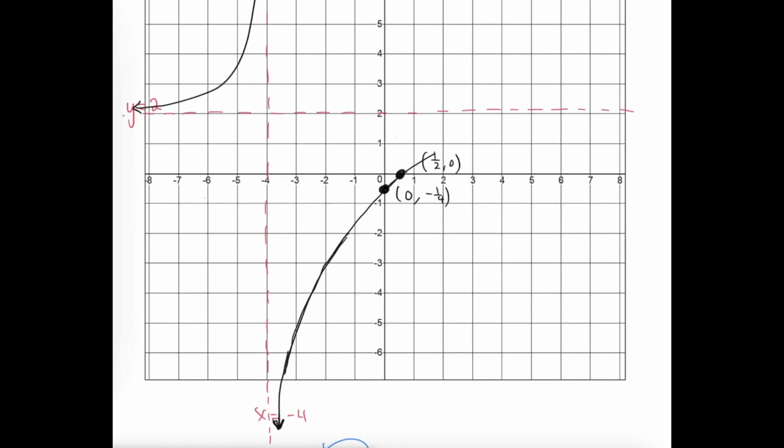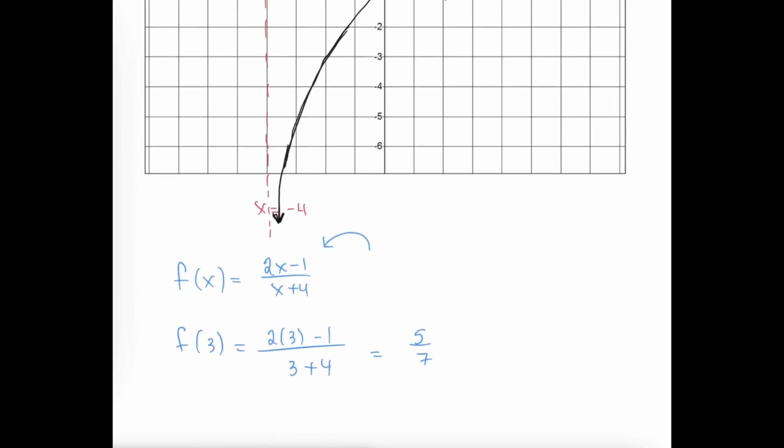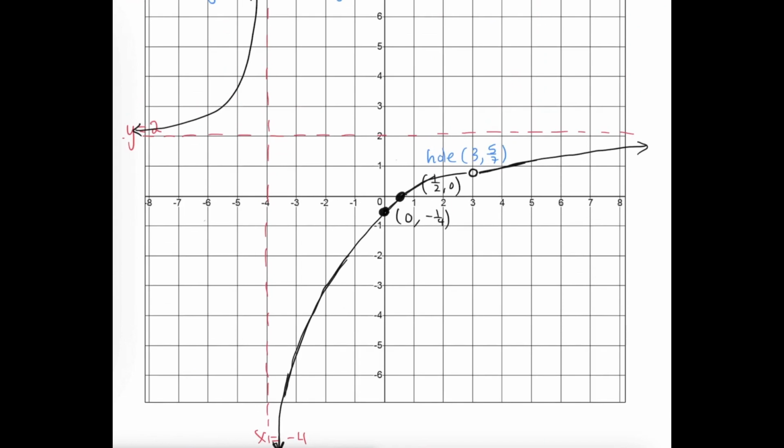So at 3, we would have a hole that's a little bit less than 1, and the approach to the asymptote is a little bit more gradual. We would then label this hole with the ordered pair (3, 5/7), which is the elevation, or the final position of where that hole is existing.